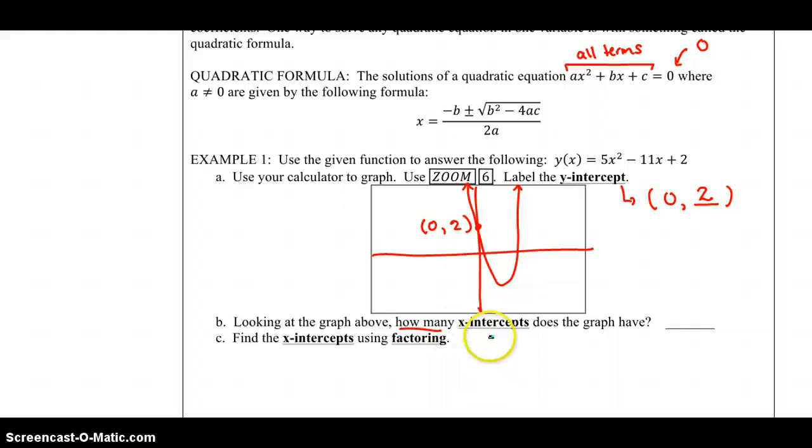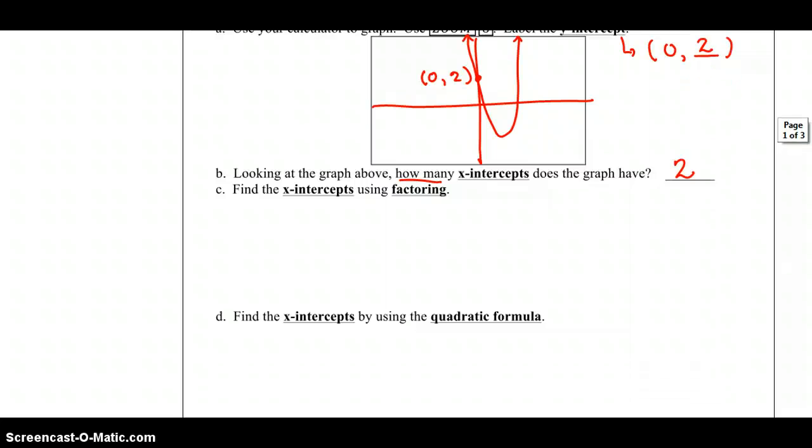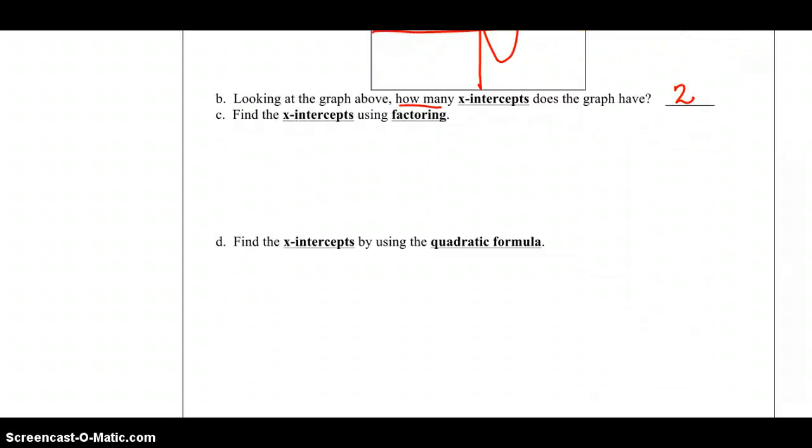How many times does it cross the x-axis? We can see that it comes down and it crosses here, and then it makes a bend and it crosses here again. So we've got 2 places where it crosses the x-axis. Well, how would we go about finding where those occur? We're going to find those x-intercepts using the method of factoring first. So x-intercepts means that we are after the points that are of the form x comma 0.